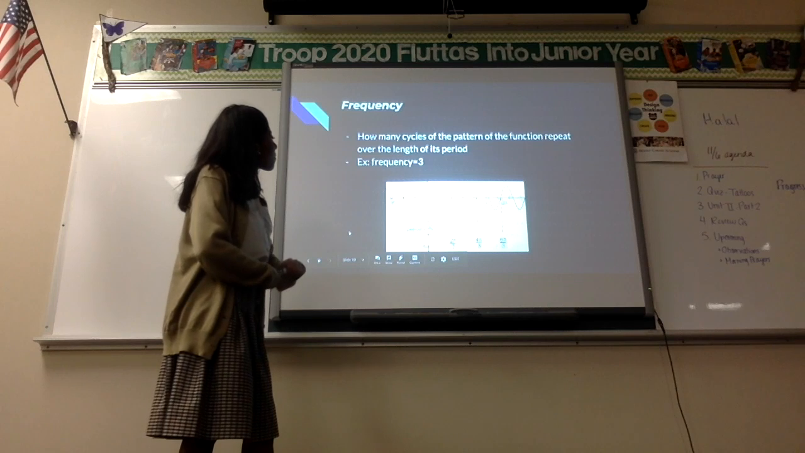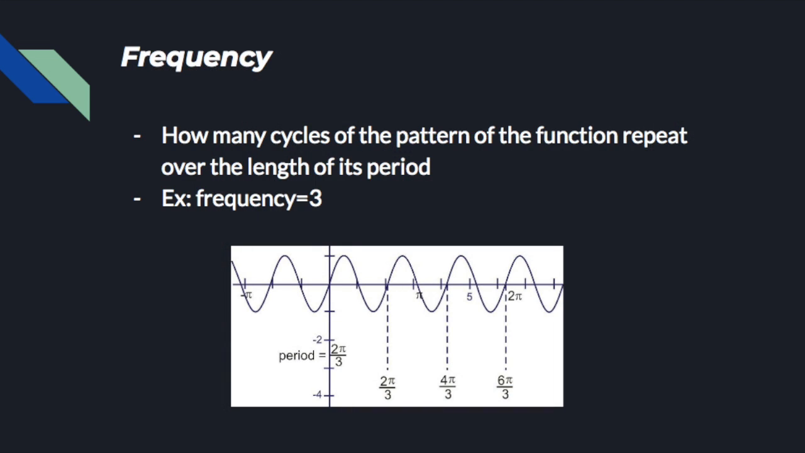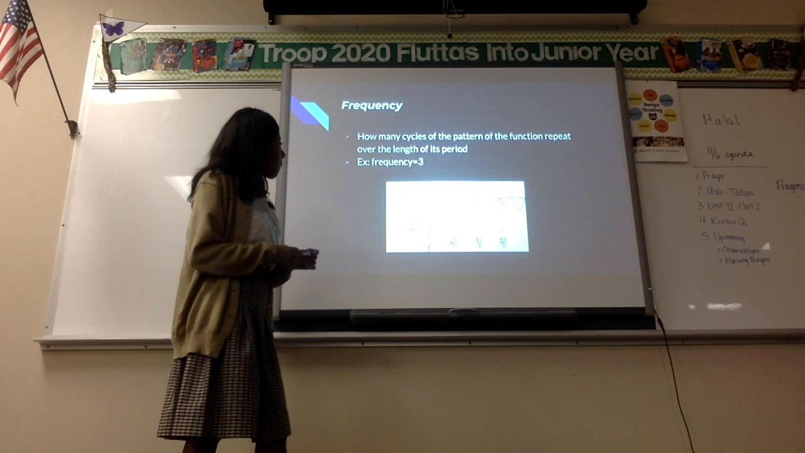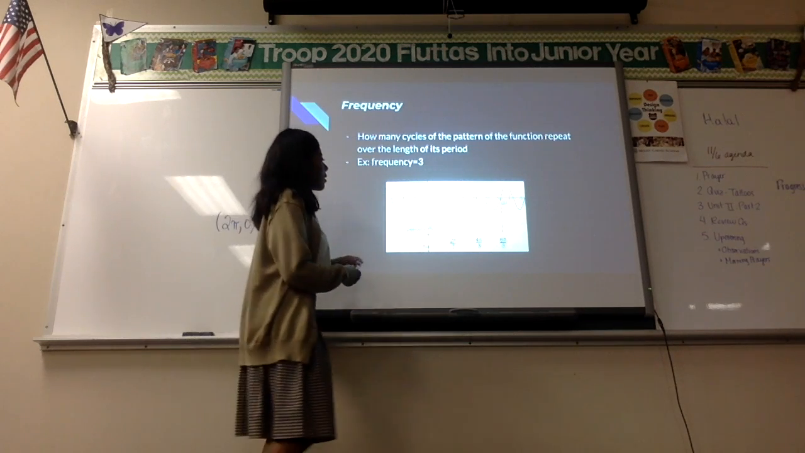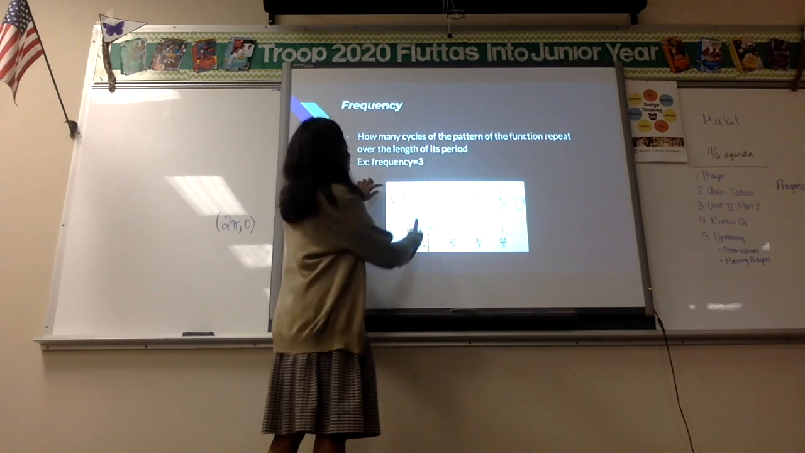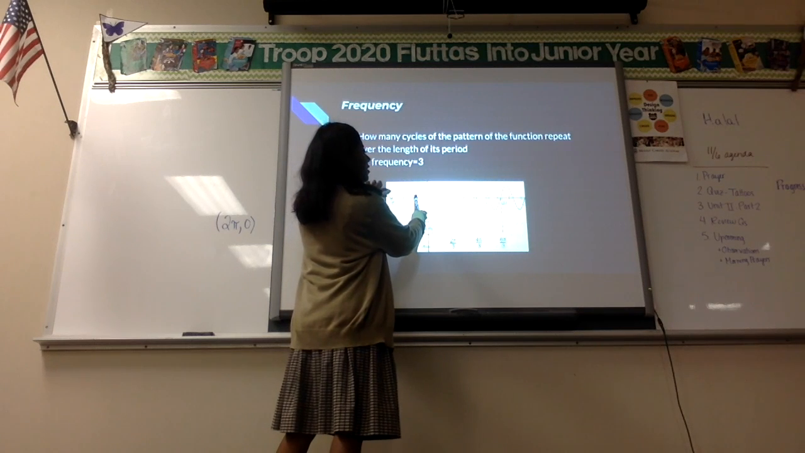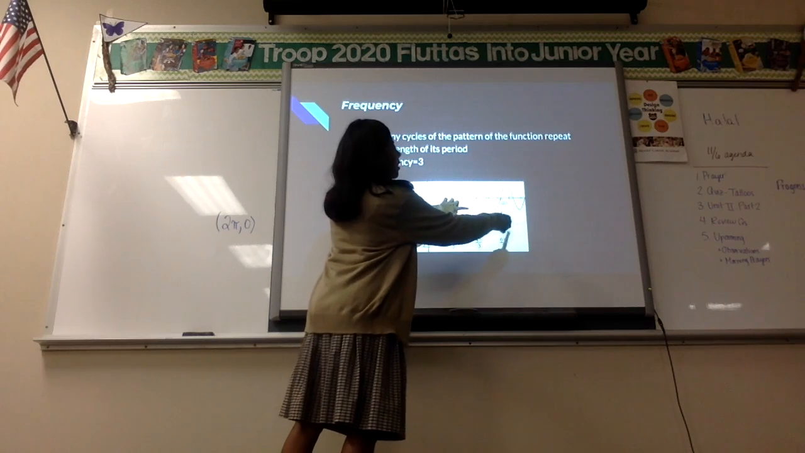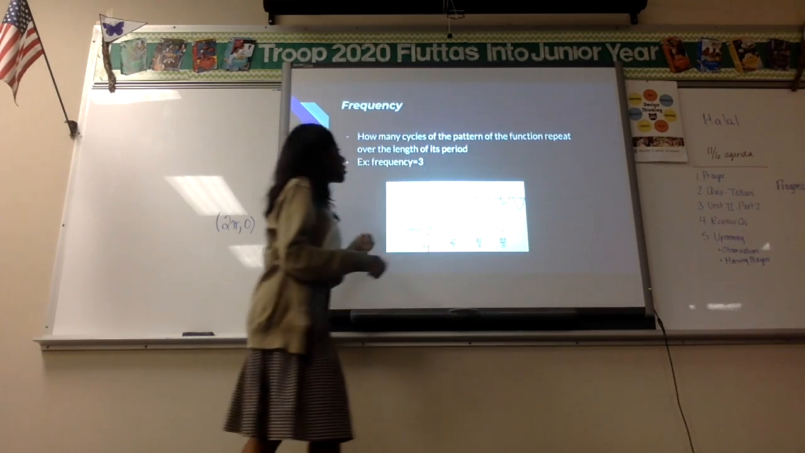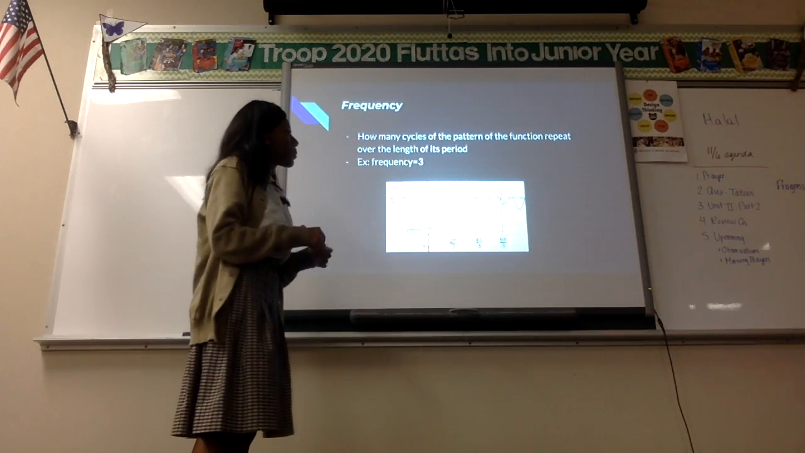And then we have frequency, which is how many cycles of the pattern of the function repeat over the length of its period. So for this example, the frequency is 3, because if you go from here to here, it's 1 period, and then here to here is another period, and then here to here is your third period, so that means your frequency would be 3 for this example.